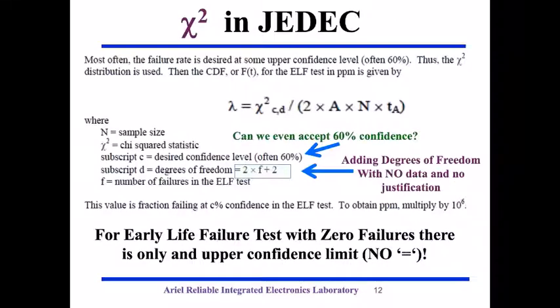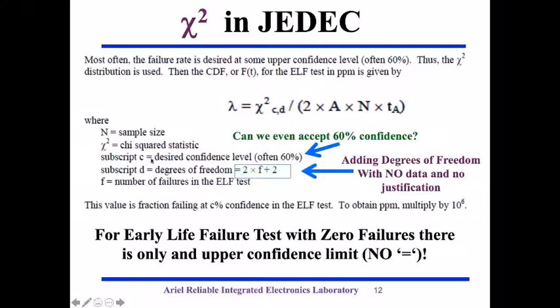And here you can see in the JEDEC, chi-square is their standard. They'll say the lambda, the failure rate, is this chi-square number in the numerator divided by 2 times the acceleration factor times the number tested times the time of the test. So n is the sample size, so 231, et cetera, et cetera. So what is this chi-square statistic that nobody knows?